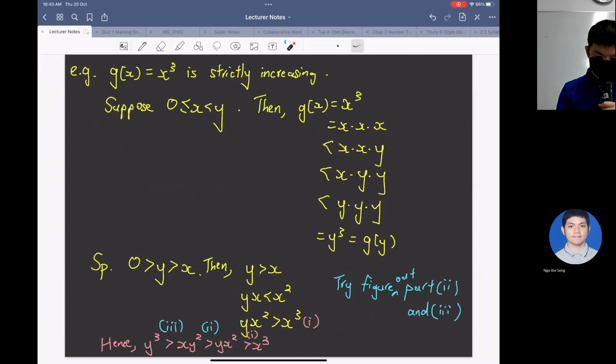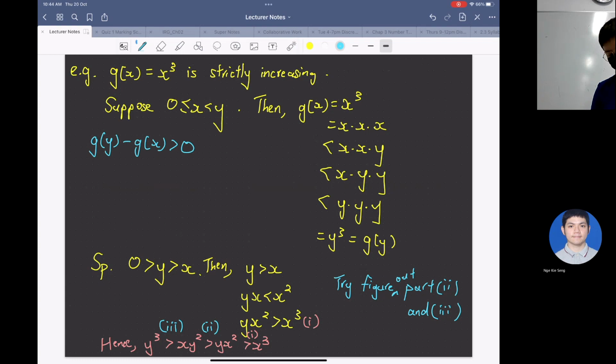Just now one student came to me, and he's actually okay to show this strictly increasing stuff. He measures gy minus gx is greater than 0, because we want to show gy is greater than gx, right?